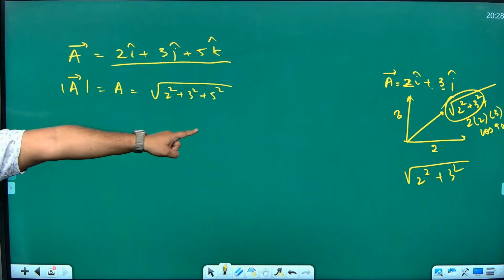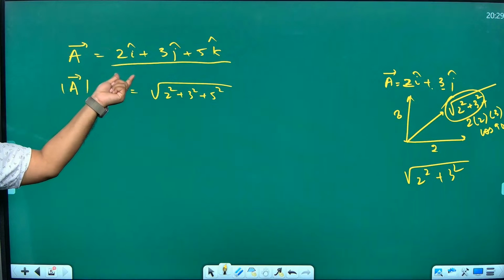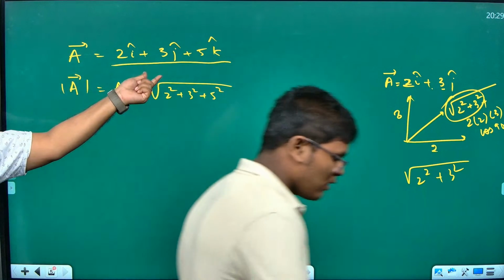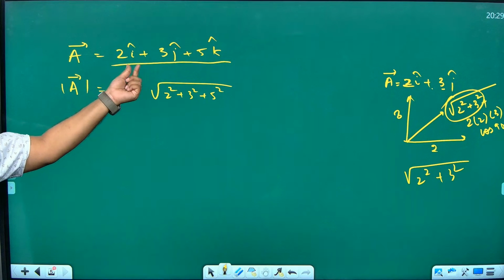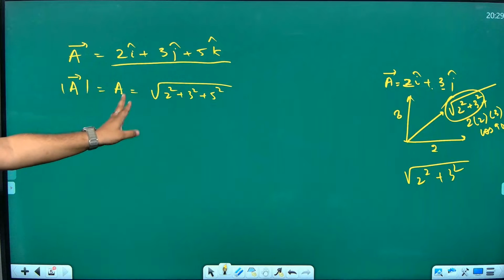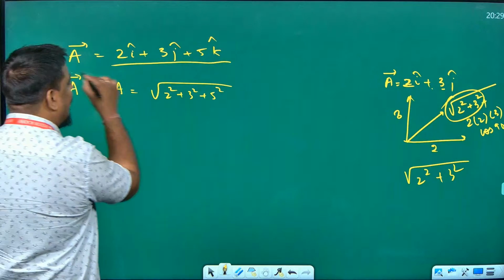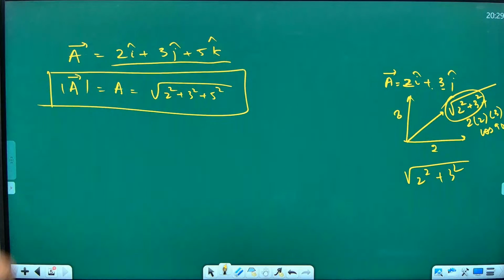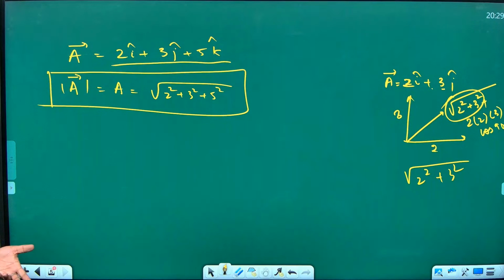Logic is the same. It is addition of some terms, isn't it? So if it is 2i cap plus 3j cap, it will be root over 2 square plus 3 square. What am I talking about now? The magnitude. And if it is 2i cap plus 3j cap plus 5k cap, it will be root over 2 square plus 3 square plus 5 square. So if you want to find the magnitude of any vector, just take the square root of the squares of the individual terms. I hope you get my point.